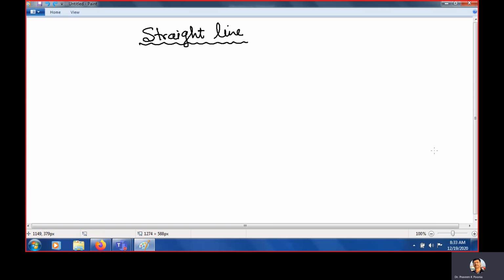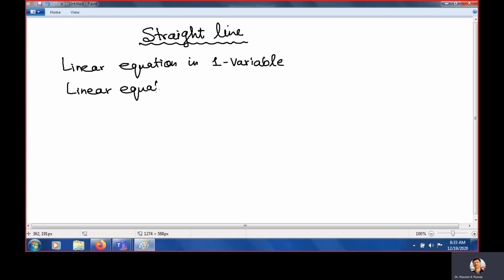If you remember, in chapter 2 we studied equations, linear equations and linear inequalities. We are not talking about inequality, we are talking about equations here. So I explained two types of equation. One is called linear equation in one variable. Another is linear equation in two variables.